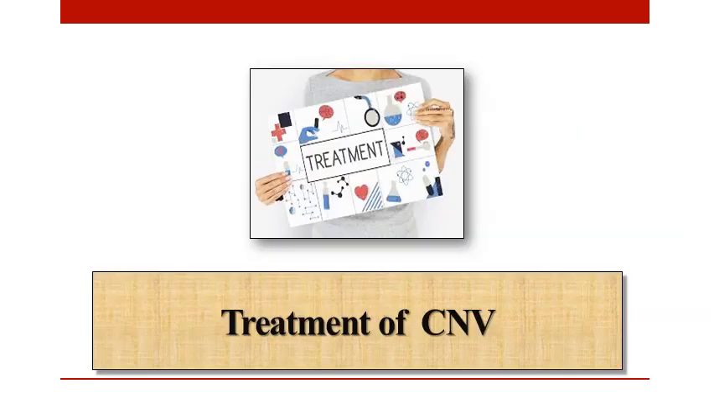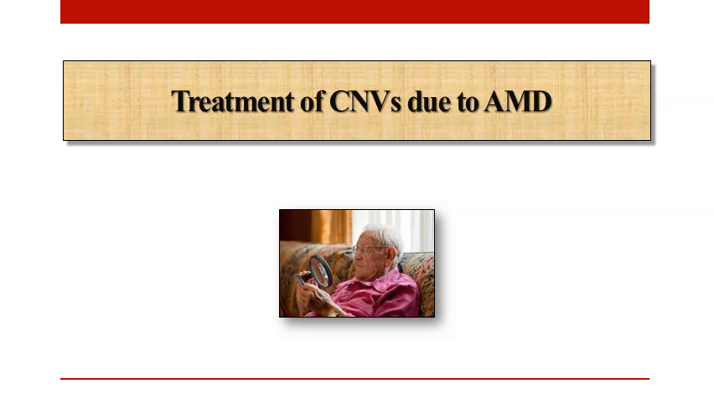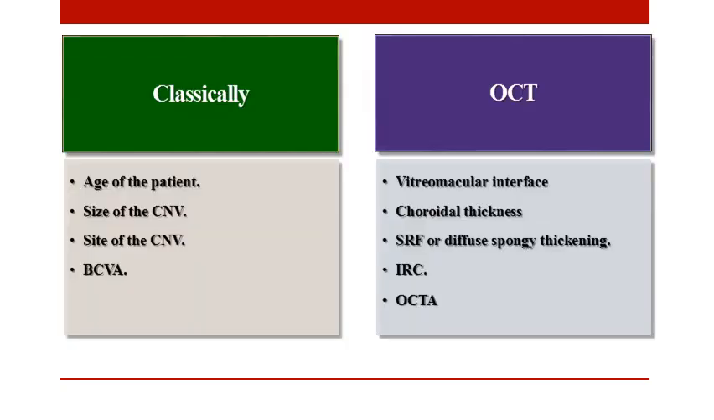How could you treat a CNV? First, treatment of choroidal neovascular membrane due to AMD, because they are the most common types of CNV. Prognostic factors. As we discussed before, it is very important to discuss with the patient the prognosis and know the patient expectation. Classically, the prognostic factors included the age of the patient. As the patient becomes older, the prognosis decreases.